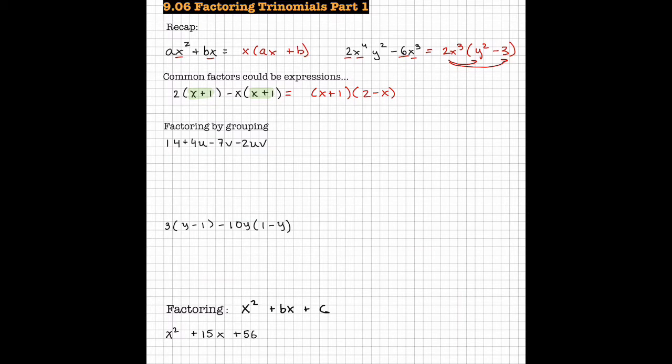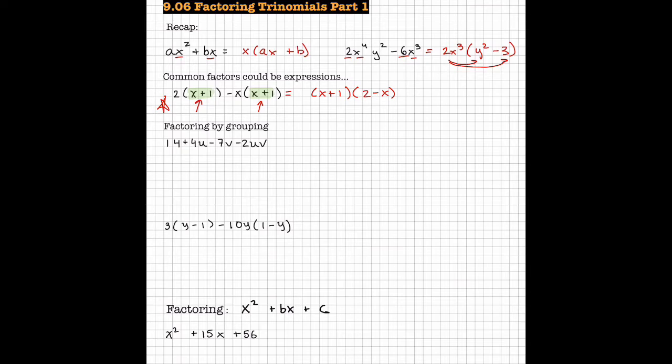So one of the things we want to look for today are common factors that are expressions that we can factor out. That's going to be a key part of today's lesson. Lastly, we could also factor by grouping. I know this is about trinomials, and here we have 4 terms, but we can still factor this.